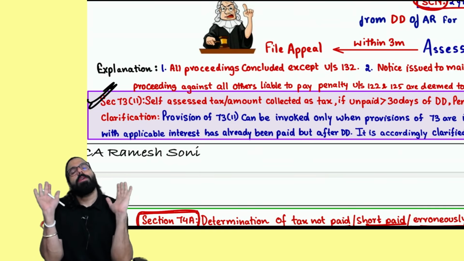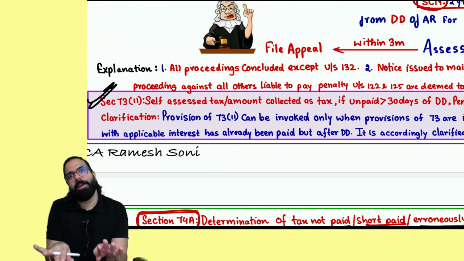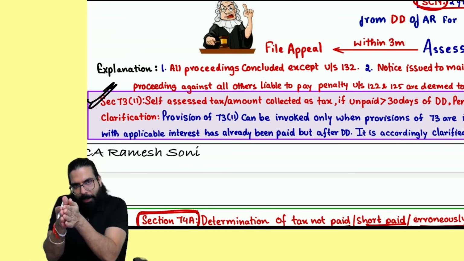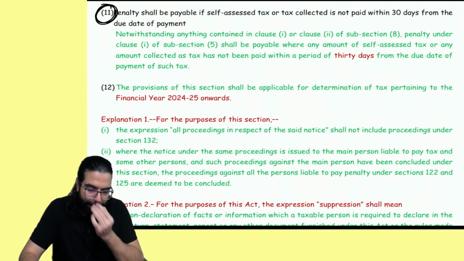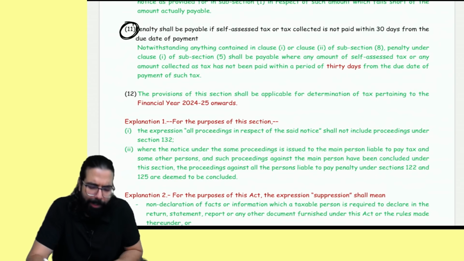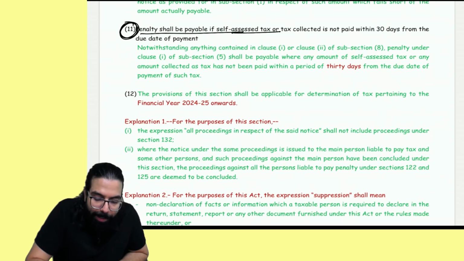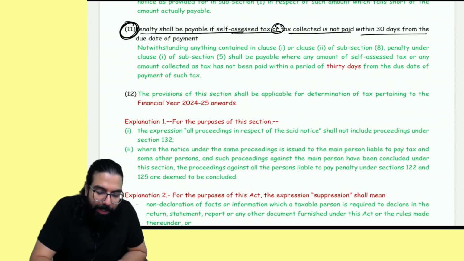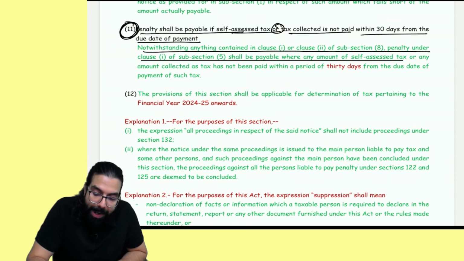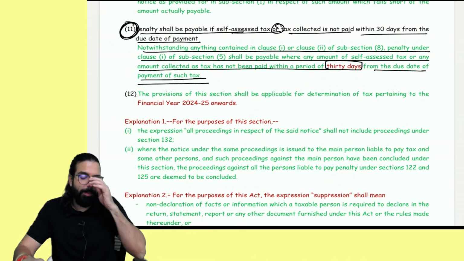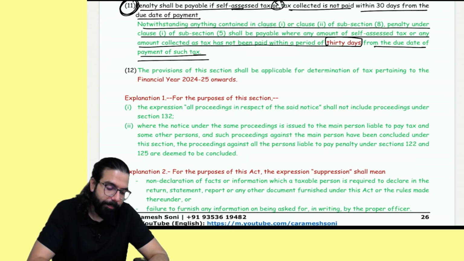Self-assessed tax. Remember one thing, under 74A also they have written this point. For one period, you self-assess the tax. I'll explain it like this. I hope you remember, but still I'll tell you. Where the amount payable as self-assessed tax or tax collected is not paid within 30 days from the due date, penalty shall be payable notwithstanding anything contained in the other provisions. Sir, can you please explain this? Yes, I'll explain. Listen.